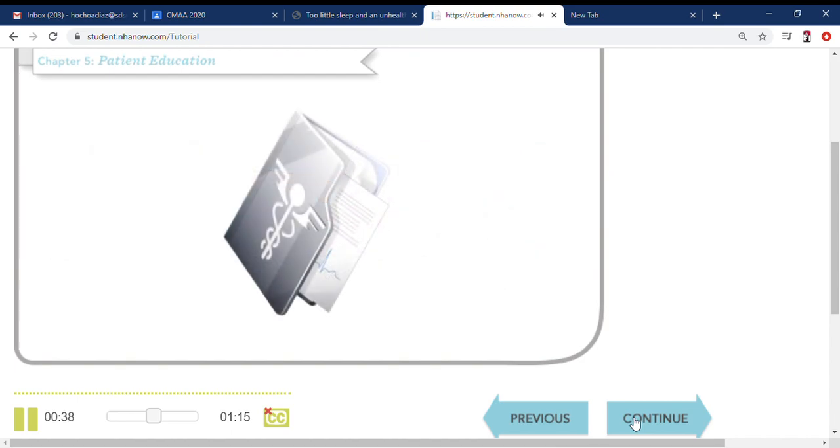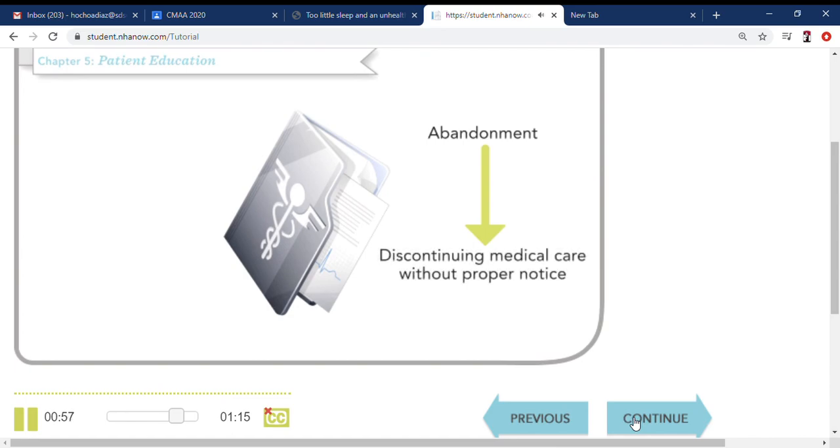Put a copy of this letter and the return receipt in the patient's medical record and retain the letter permanently. Give the patient a reasonable amount of time to find another provider. If the provider is not careful to follow these rules, he could be vulnerable to a lawsuit for abandonment, which means discontinuing medical care without giving the proper notice.